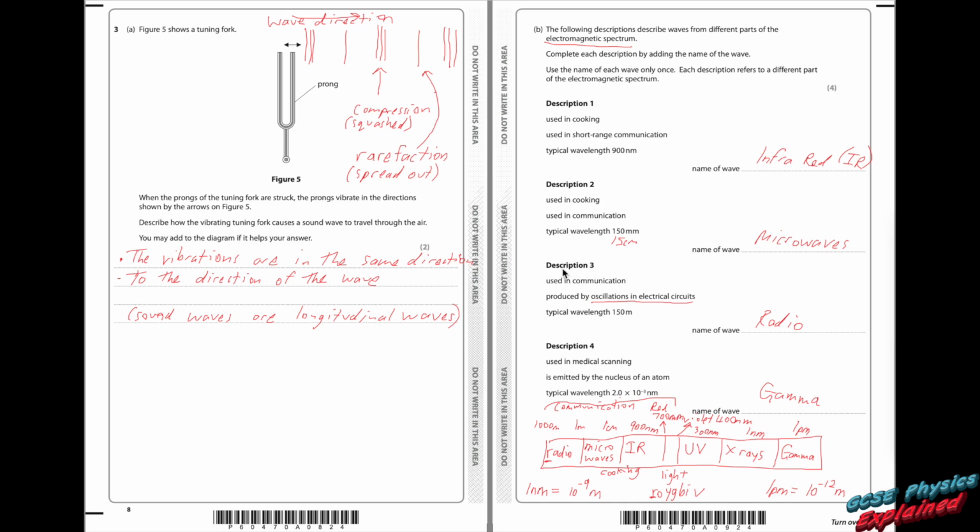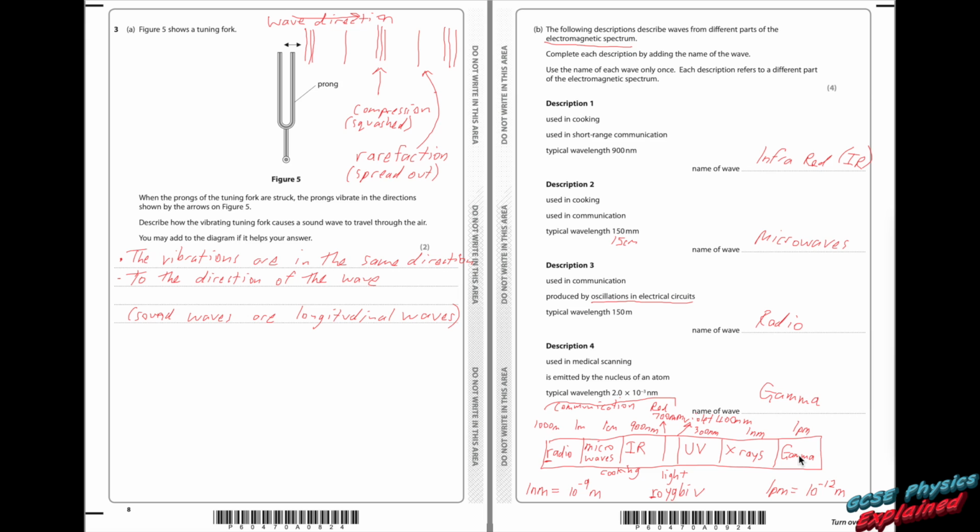Wave 3, this is the description, used in communication. Again, it's got to be one of these 4 waves, the longest 4 waves. It's produced by oscillations in electrical circuits. Right, as soon as you see that statement, you know it's radio. And the typical wavelength is 150 meters. Well, radio has got very long wavelengths. So that's definitely radio. And the final wave is used in medical scanning, right?